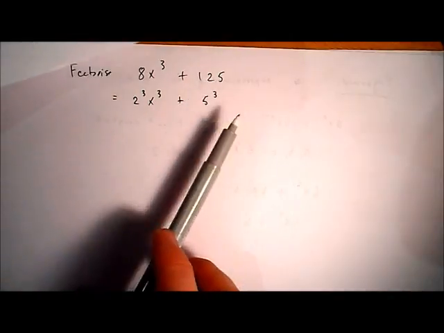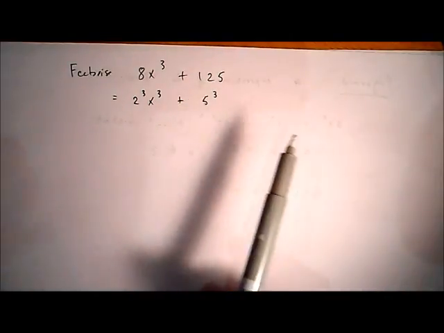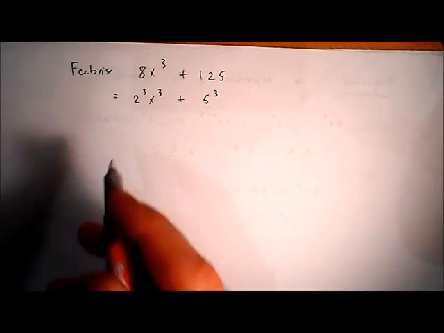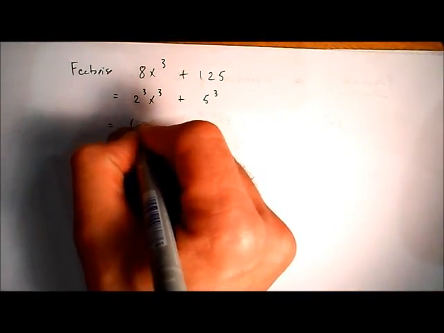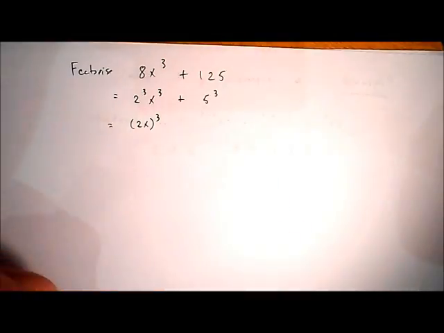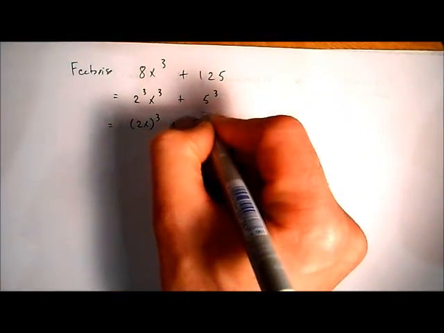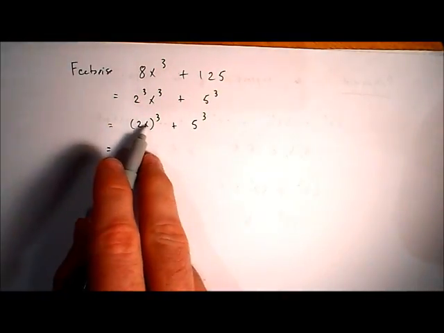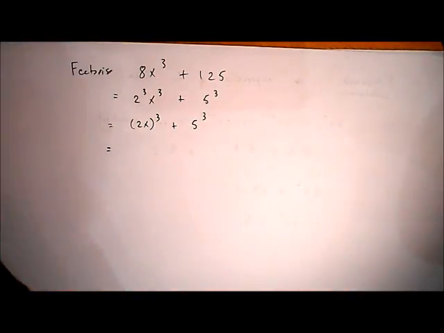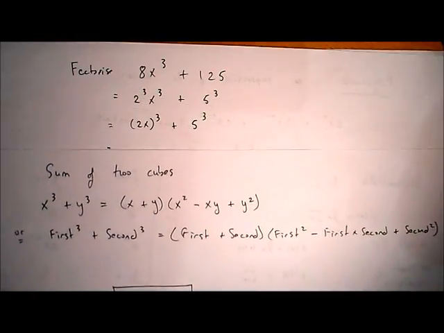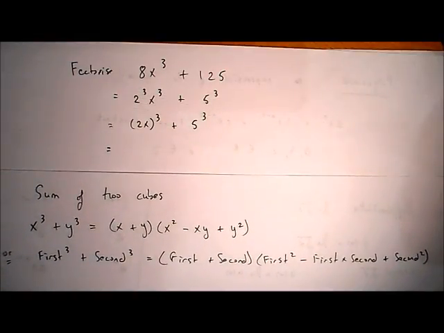So you can see why it's really important to remember these numbers, to just know them straight away. When you see 125, you recognize it as 5 cubed. Otherwise you wouldn't see that this is the sum of 2 cubes. Now instead of writing 2 cubed x cubed, I'm going to put the 2x in brackets and put the cubed out here, plus 5 cubed. So now I can see I've got something cubed, 2x, that's the first, plus 5 cubed. So again, the sum of 2 cubes.